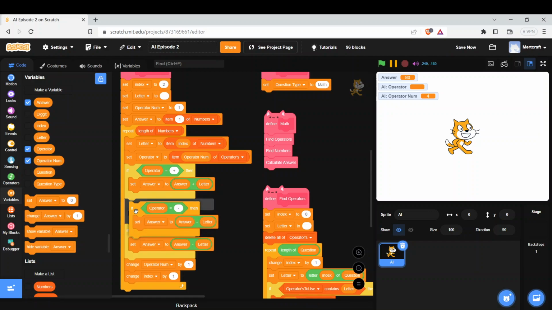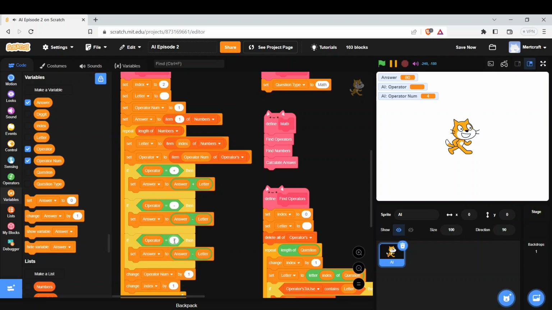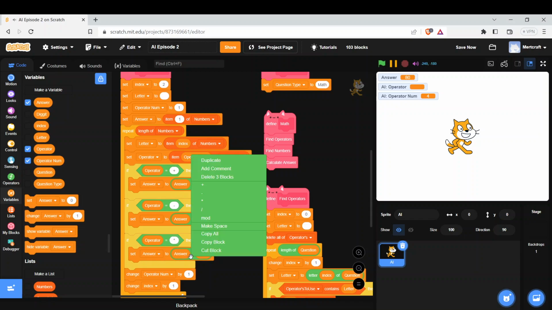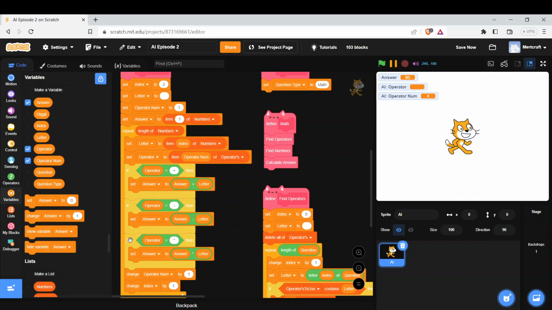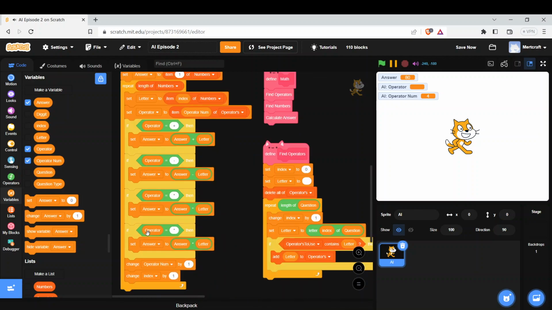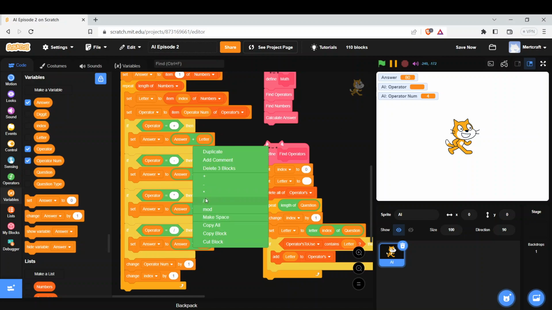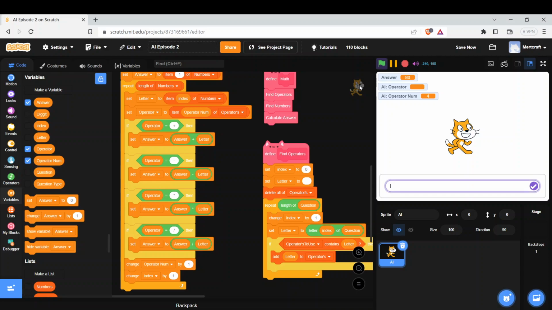Okay, let's add multiplication. Change this to multiply by, and we're done. And with division, do the same thing. Just change this to divided by, and you can do that too. Let's try it. Let's do 1 plus 1 minus 1, 2 minus 1 multiplied by 2.